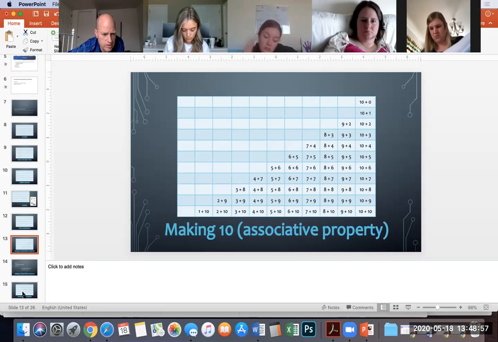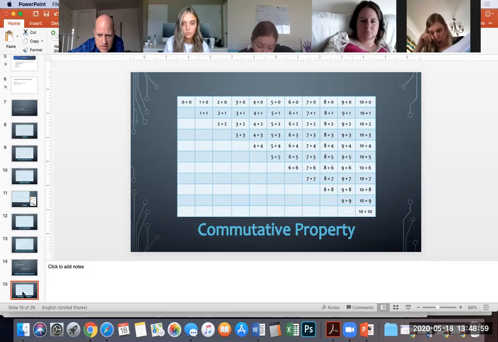I think this is more commutative stuff. Let's see what that one is. Oh, there's a commutative. So you only need to memorize a certain number of facts, because the other half of the facts are the same. Using the commutative property, you just switch the numbers.